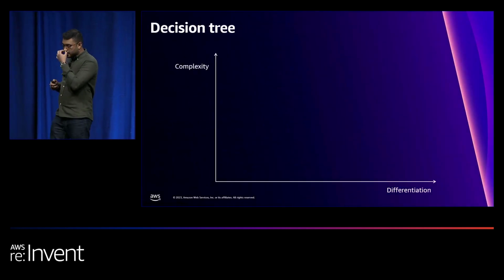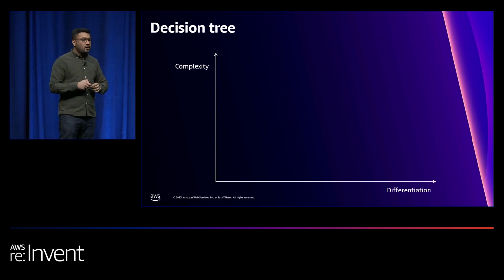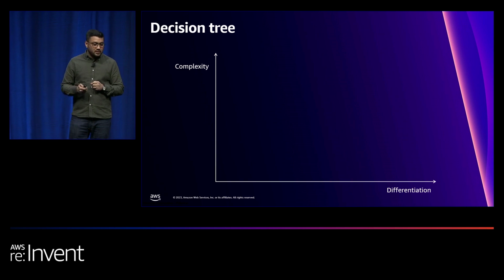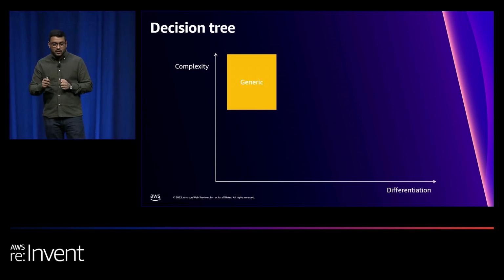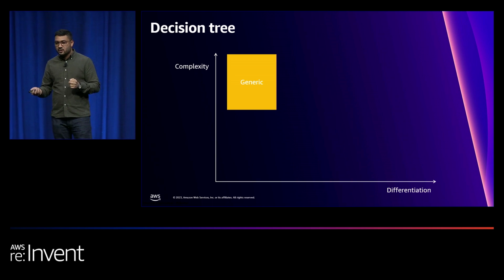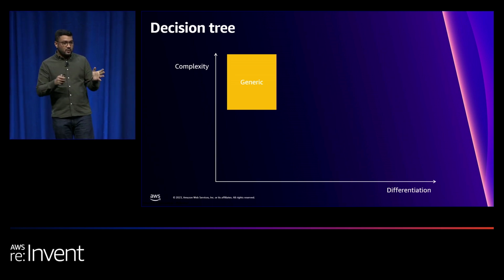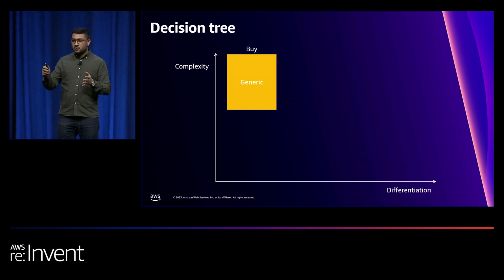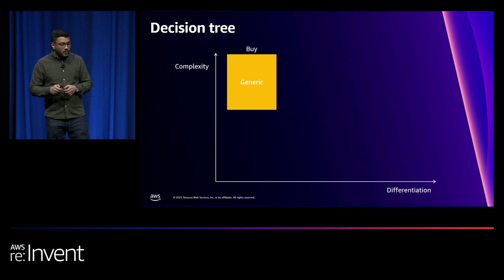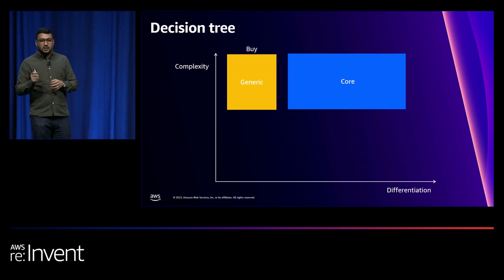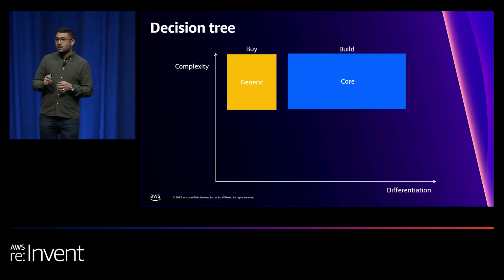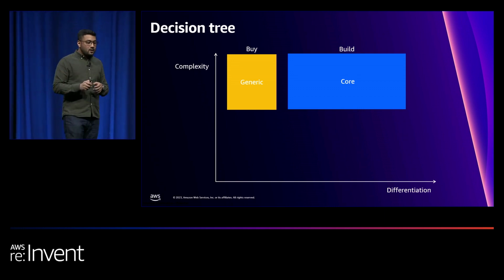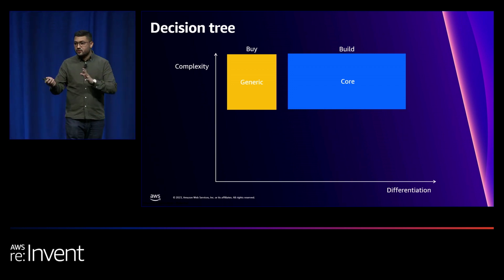When we take these different subdomains and map them on an axis of complexity versus the differentiation that it creates in the business, you will see that generic subdomains are at a high complexity level, but they are not providing a lot of differentiation. So when you have identified the generic subdomains, you should just buy commercial off-the-shelf products that you can just use, get started, and do it quickly. For core subdomain, this is the differentiator. You should be spending most of your time building this core area because this is something that is going to differentiate you from your competitors.